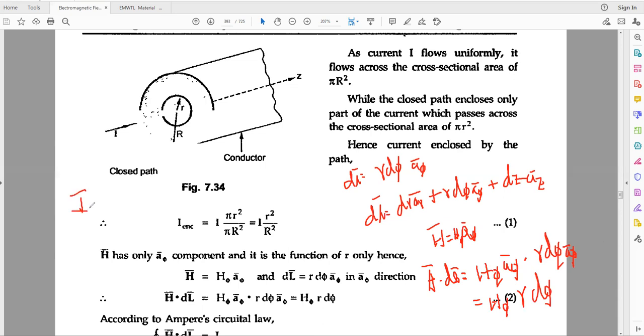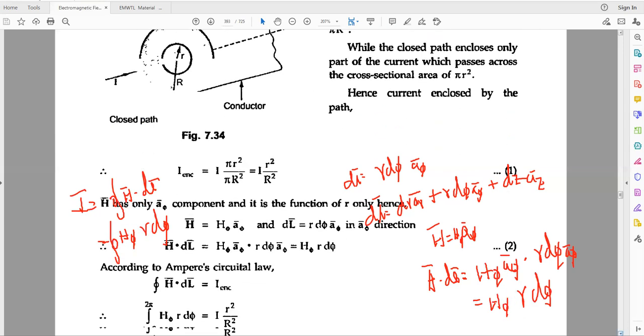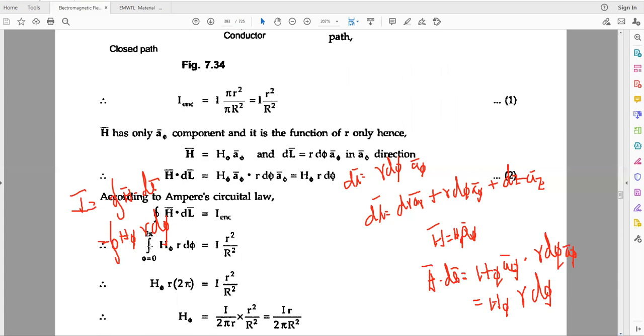We need to find the current I, according to Ampere's circuit law, from H bar dot DL bar. We got H phi into r into d phi as an integral, equal to I. Phi varies from 0 to 2 pi in the cylindrical coordinate system, r is from 0 to infinity, and z is from minus infinity to infinity. What is I enclosed? We can substitute here: I enclosed is equal to I into small r square by capital R square, equal to H phi, and r is a constant, with the integral of d phi from 0 to 2 pi.